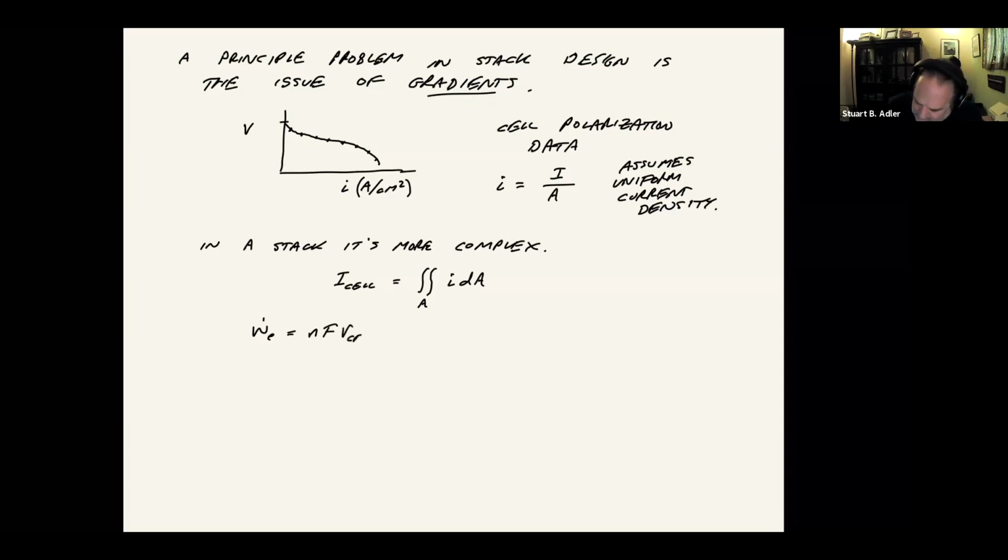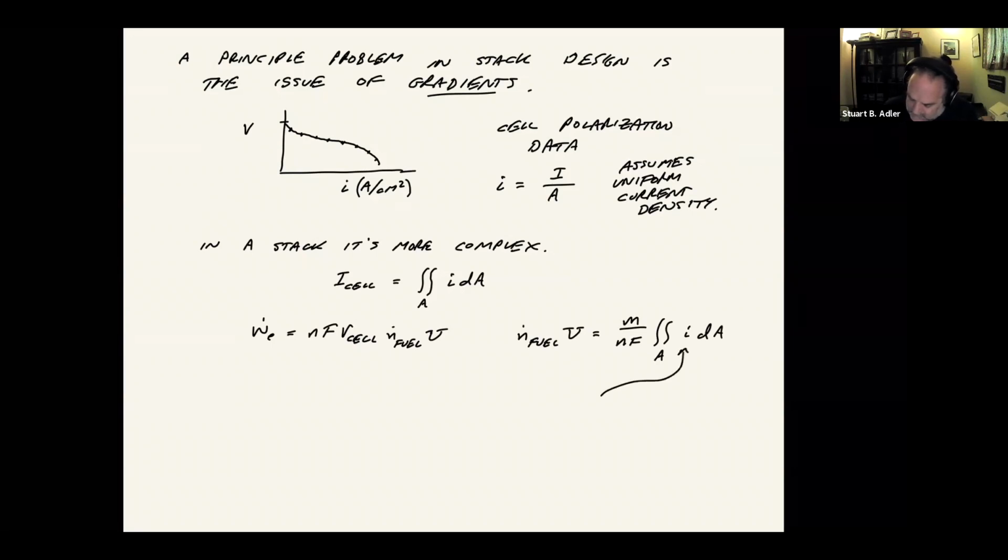So I could still say this. If I take the fuel flow rate times utilization, multiply that by nF times V cell, that's giving us the electrical work. And if we think about Faraday's law, n dot fuel times the fuel utilization, that's the amount of fuel we're using up. This has to be the number of cells divided by nF times the integral of the current density.